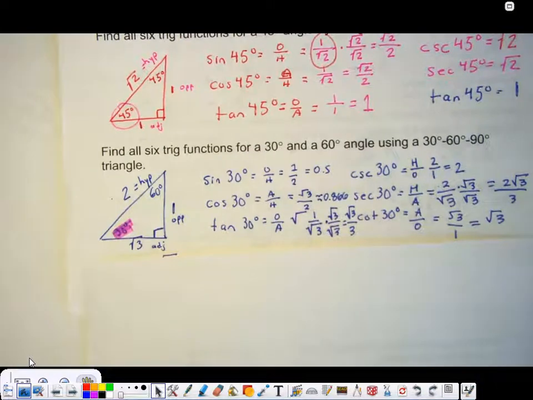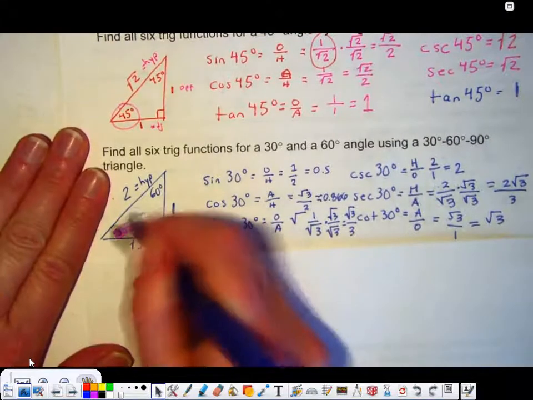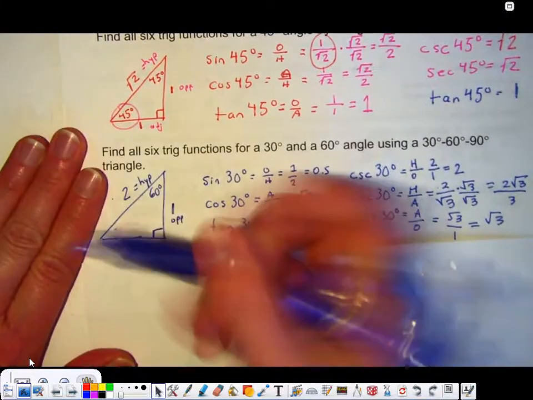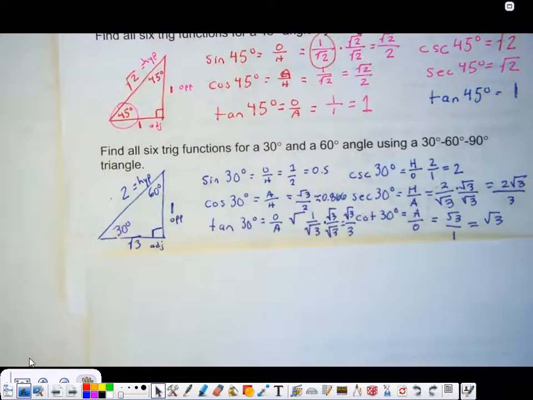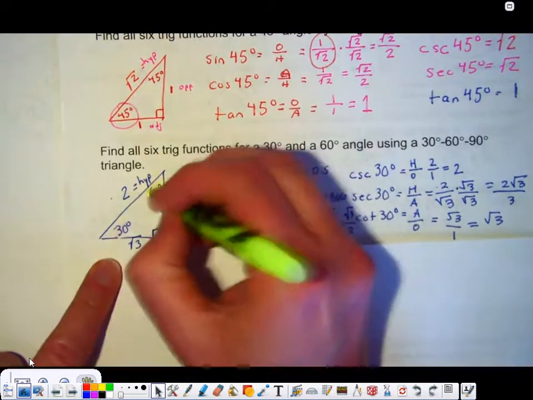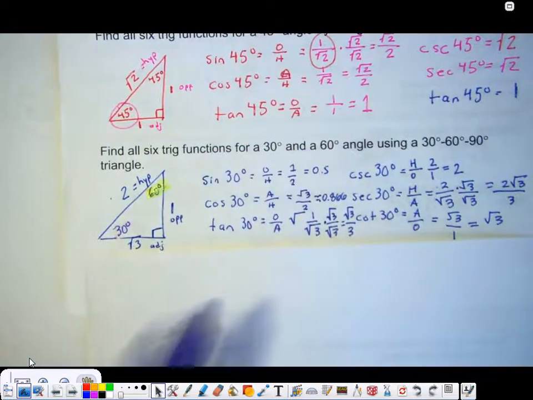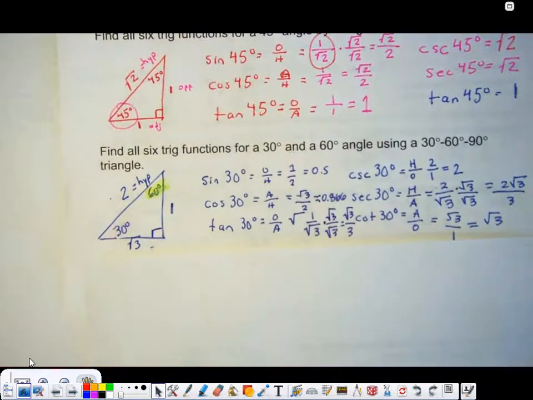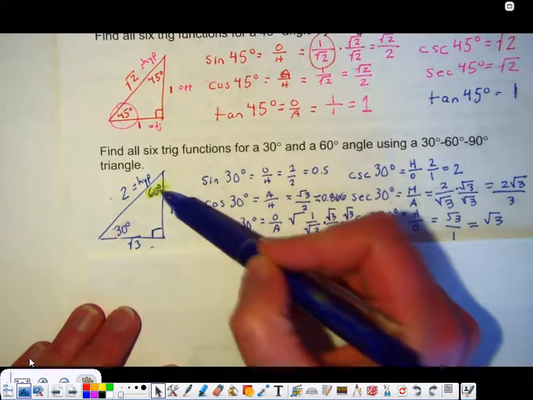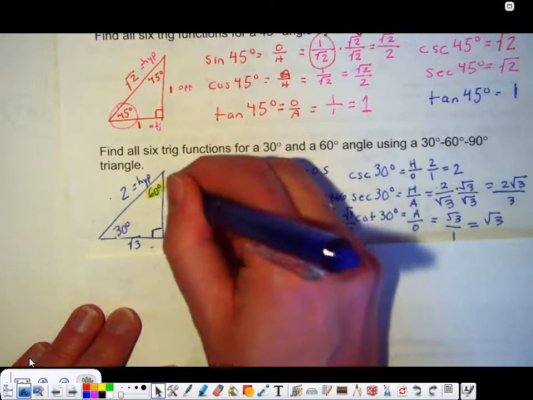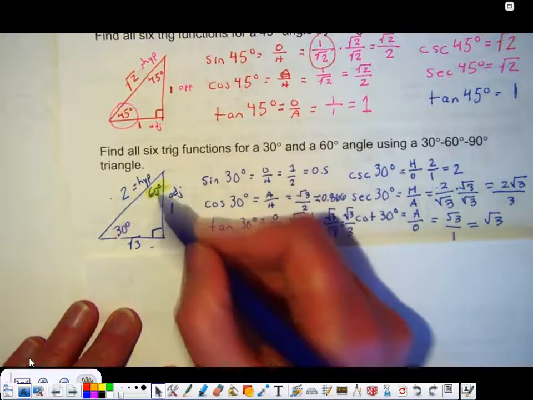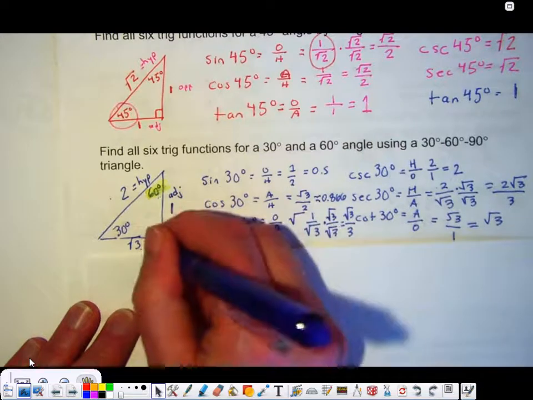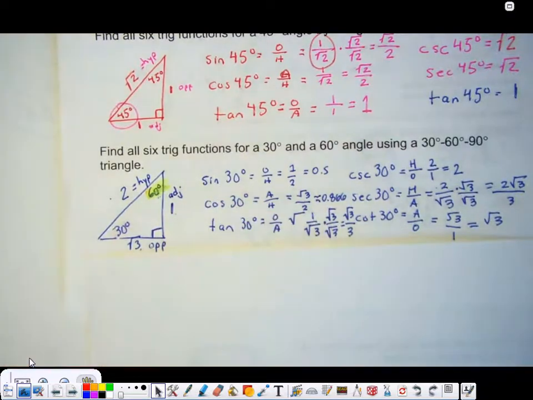Now we're going to do the same thing, find all 6 trig functions for 60 degrees. The only difference is I need to relabel my sides. You can use the same triangle, but now we're talking about 60 degrees. So that's up here. The side values are all the same, but what's adjacent and what's opposite switches. Compared to 60, 1 is right by it, so this guy would be adjacent. And compared to 60, square root of 3 is opposite that. And then the hypotenuse is still 2.